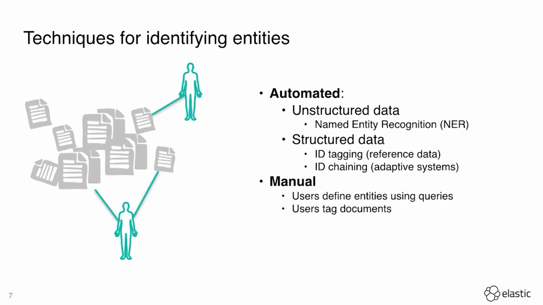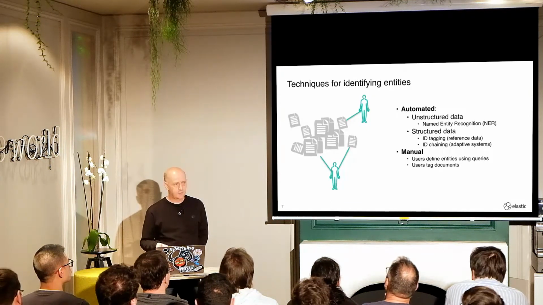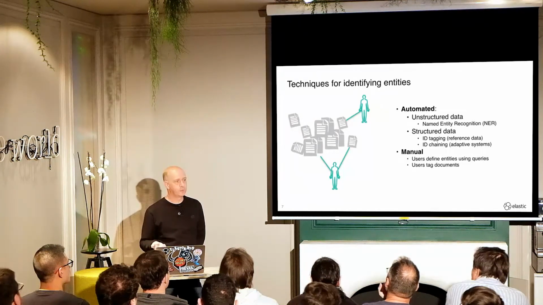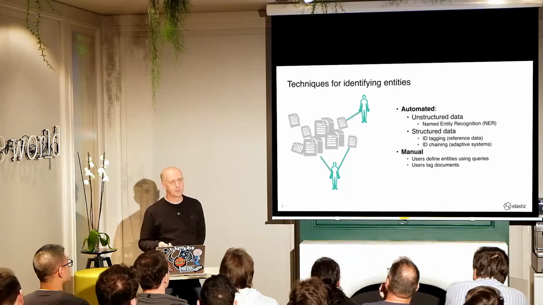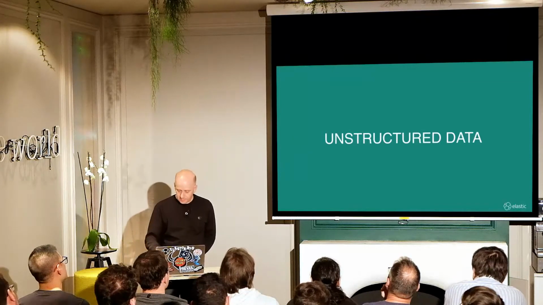So we're going to talk about automated means of taking unstructured data, free text, and pulling the names of companies and people and organizations out of those texts. We're going to look at structured data. ID tagging and ID chaining is a more advanced form of entity recognition. We're also going to talk about manual efforts, how people can manually define entities using queries at query time, but also tag them at index time.